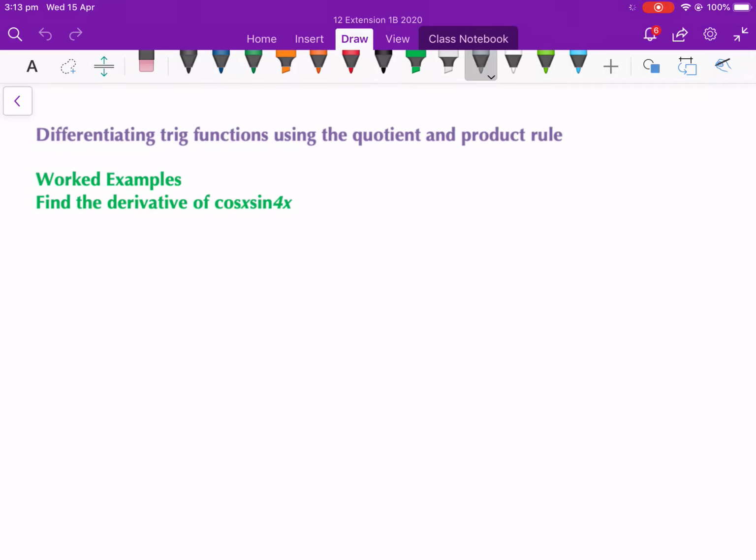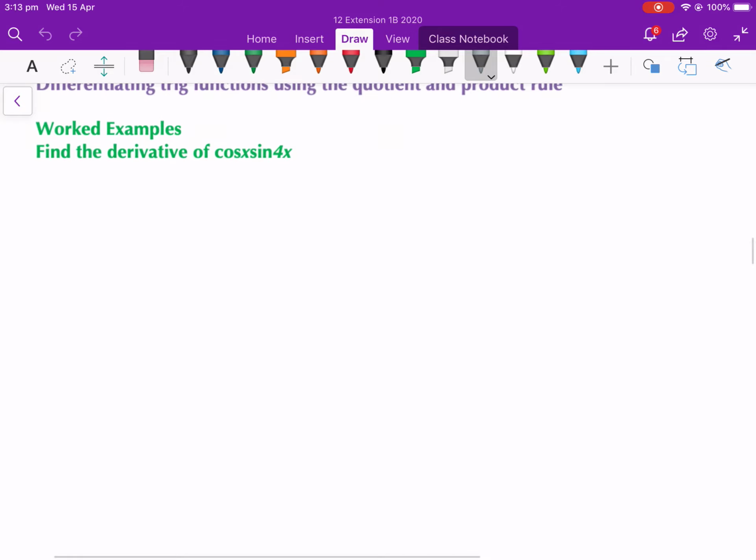Right, gents, here we're just going to look at differentiating trig functions using the quotient and the product rule. So we're going to start off by differentiating cos x sine 4x. Just a reminder, the product rule is for a function of x multiplied by a function of x. So here we let u equal cos x and v equal sine 4x.